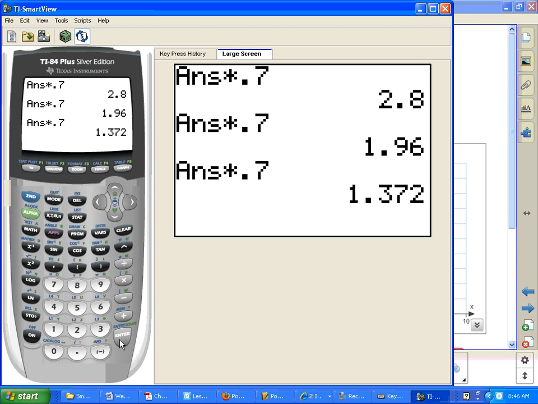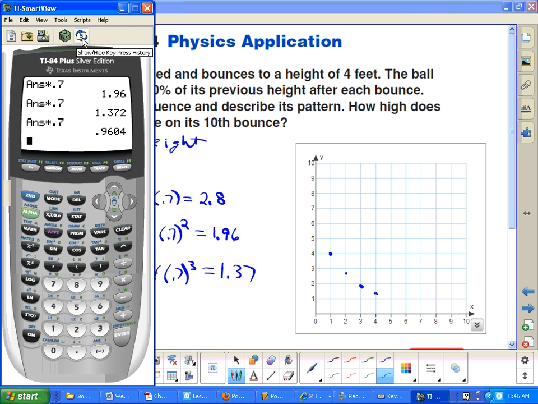Hit it again. There's our 1.372. One more time, then we get 0.96, and then so on. So let's see, 0.96 is the fifth one, right? So then we go 6, 7, 8, 9, and 10. So on the 10th bounce, it would be 0.16 feet high.